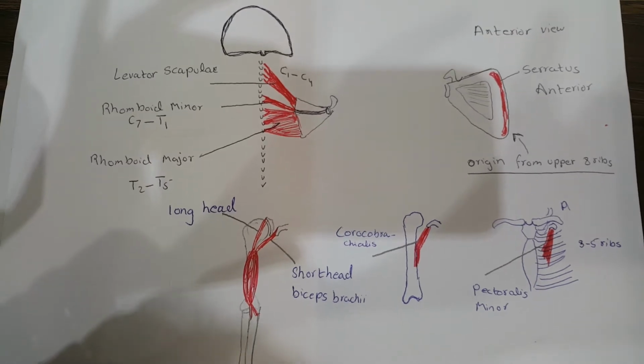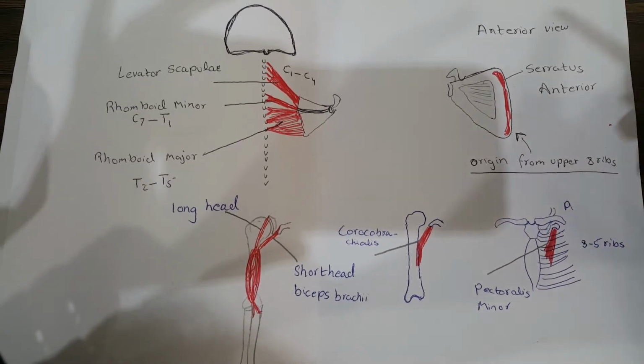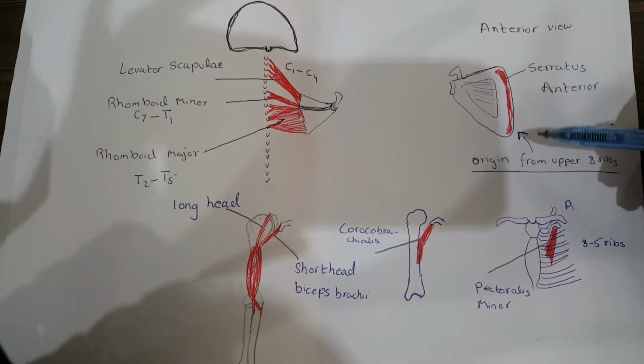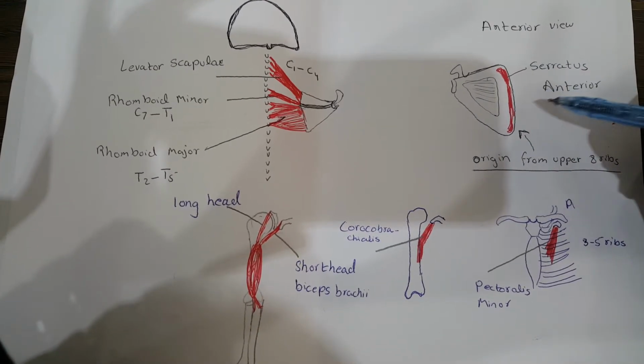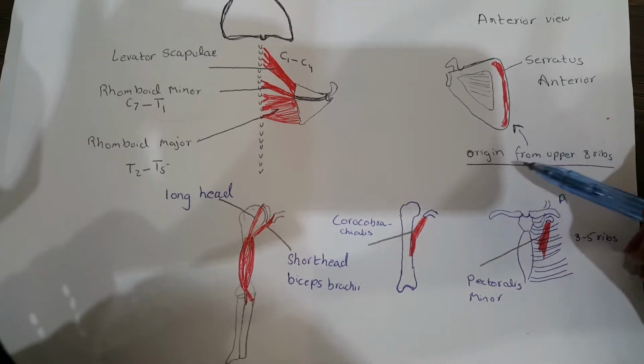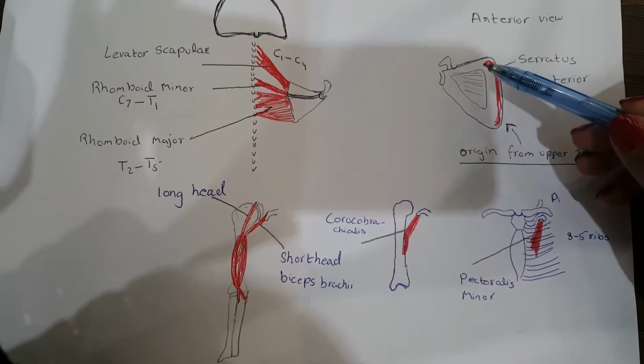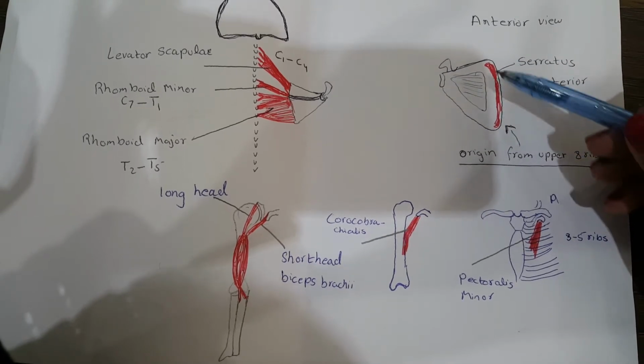Let's discuss attachments of scapula. Medial border of scapula along the costal aspect gives insertion to serratus anterior muscle. Serratus anterior muscle originates from upper 8 ribs and this muscle is inserted along the medial border of scapula.